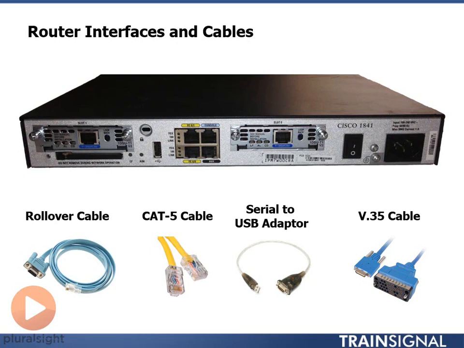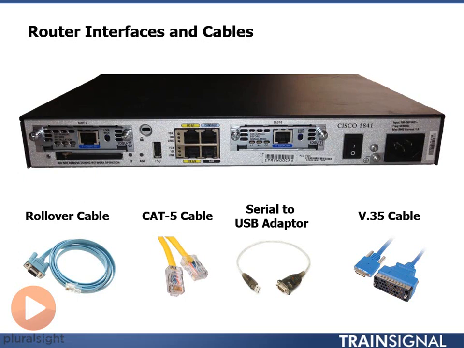Now that last cable there is the V.35 cable. This is used for connections that are like T1 connections, T3 connections. This V.35 cable is an old school serial cable for high speed serial networks. When do we use that cable? Well, if we have a high speed serial network like a T1, T1s operate at 1.5 megabits per second.